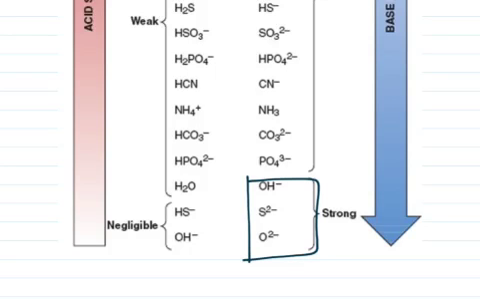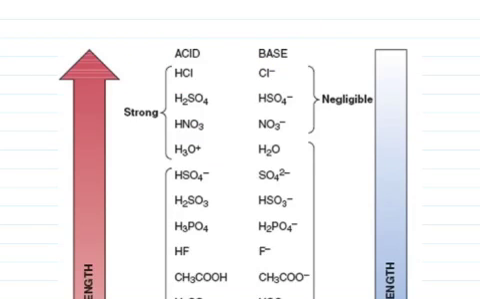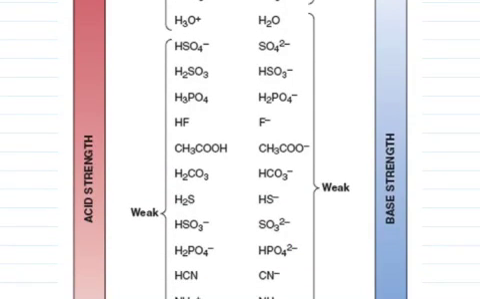One thing you want to remember is our strong acids will have a negligible base, our weak acids will have a weak base, and our strong bases will have a negligible acid. Again, let's take a look at the chart, and we can see that. Hydrochloric acid, for example, is a strong acid, but its base is negligible, chloride. Now let's take a look at our weak ones. Let's look at phosphoric acid and its conjugate base. If you notice, we still have a weak acid going into a weak base.